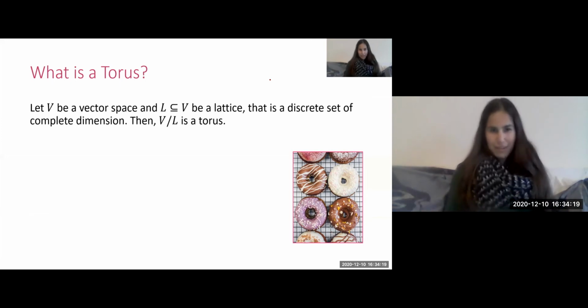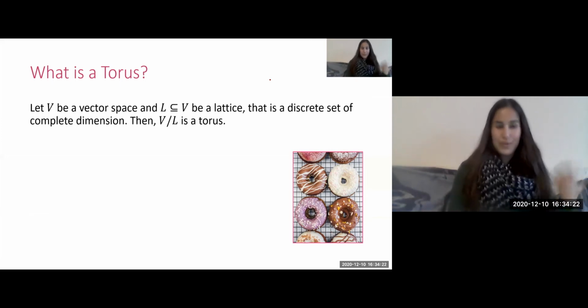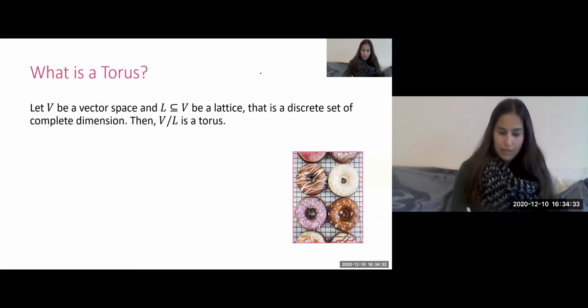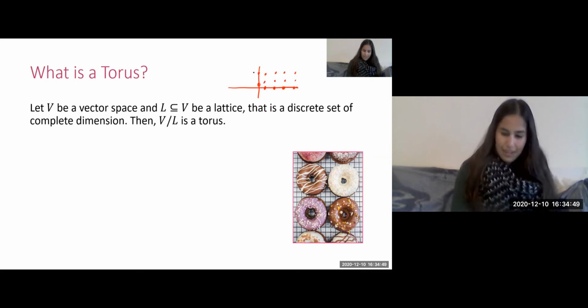I, again, am not a topologist. I'm a dynamicist, so I view tori slightly differently. But the way that we see it is that we have a vector space V, and we have a lattice within the vector space that's a discrete set of complete dimensions. So, for example, if these are the X and Y coordinates, the lattice would just be the points that are like this, for example. These would be lattice points. So a lattice would be something like this, up to my terrible drawing skills. And then they go in every direction infinitely.